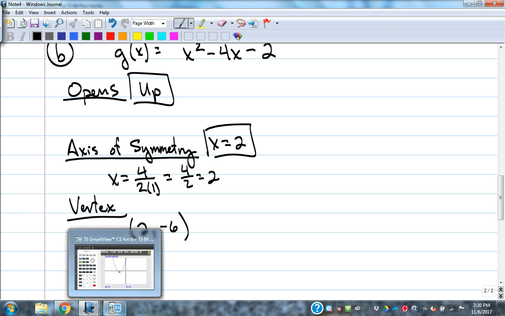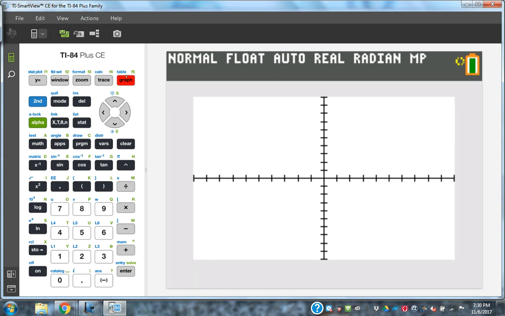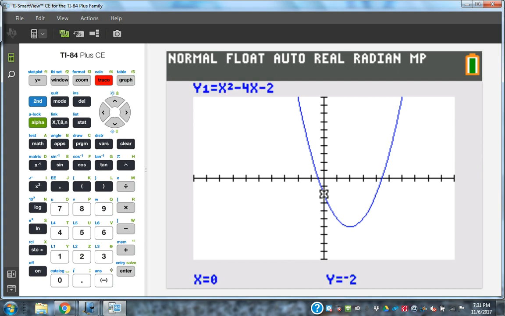If you did that with the calculator, I'm just showing you some skills with the graphing calculator. X squared minus 4x minus 2. My graph. It's opening up. That makes me feel better about my answer there. If I hit trace and type in a 2 at the y value there, does it look like it's at the lowest point? Yeah. So that I know that's my vertex then.